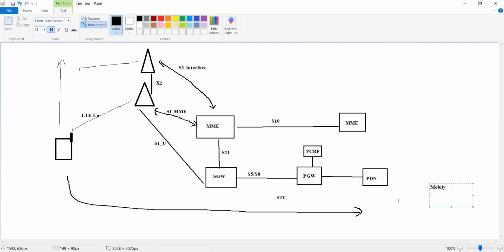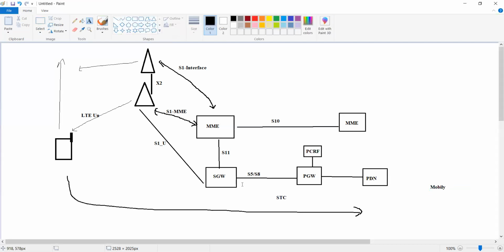So mobile is here. In the home condition, when this user is attached to this network, it will use the S5 interface to fetch downlink data to download from the internet, IMS network or any other network. The P gateway will transfer data using the S5/S8 interface to the S gateway. The S gateway will transfer to the eNode B via the S1 user interface.